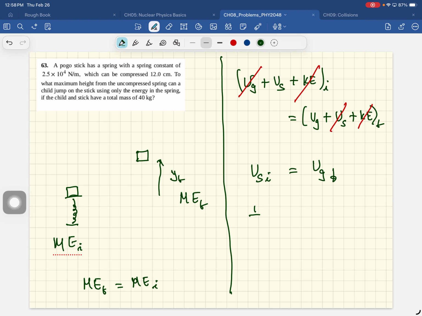So 1/2 kx squared, and that's how far you rose above the reference level, or above the initial position. And what is it that we are trying to find? What maximum height? So this is what we're trying to find. So y final is kx squared over 2mg.